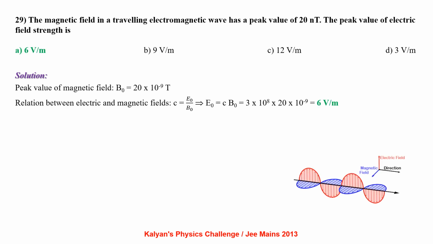The magnetic field in a traveling electromagnetic wave has a peak value of 20 nanotesla. The peak value of the electric field strength is asked. Peak value of magnetic field B naught equals 20 into 10 power minus 9 Tesla. Relation between electric and magnetic fields in an electromagnetic wave: C equals E naught by B naught, from where E naught equals C B naught, that is 3 into 10 power 8 into 20 into 10 power minus 9, that is 6 volt per meter.